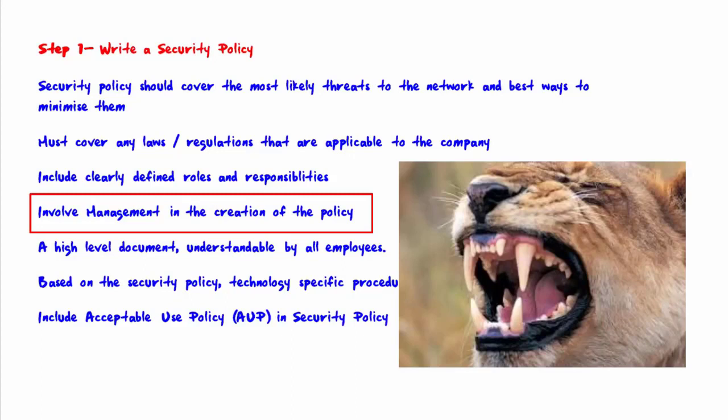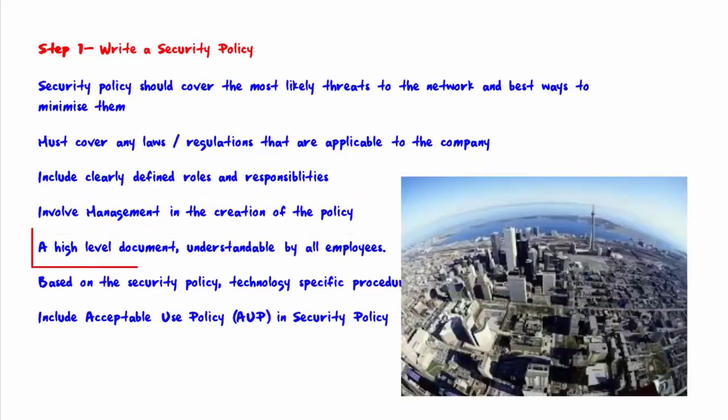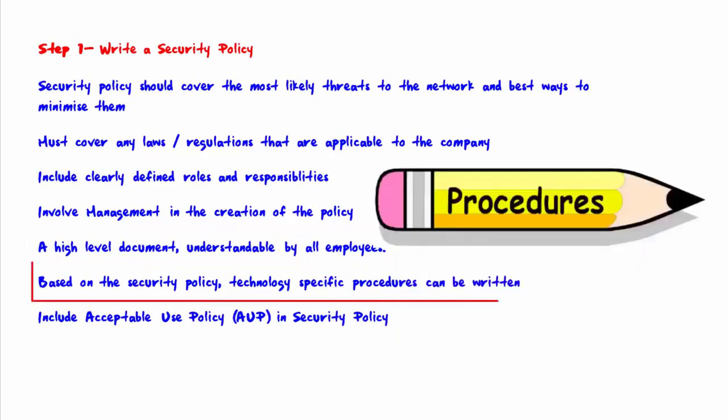You want to make sure that your security policy is a high-level document and understandable by all employees. It should be broad as opposed to technology specific. Writing the policy in this manner has the benefit that the security policy should rarely require updating. Now, based on the security policy, technology-specific procedures can be written. So it's assumed that as time goes on, procedures will need to be rewritten, but the security policy should not.